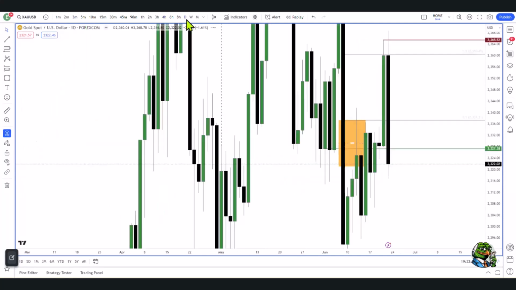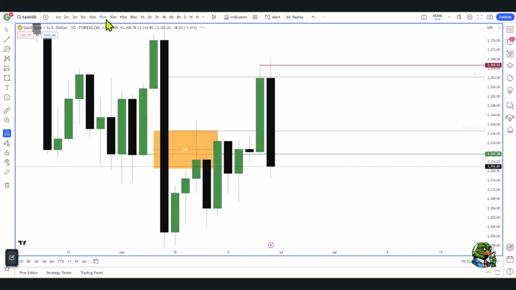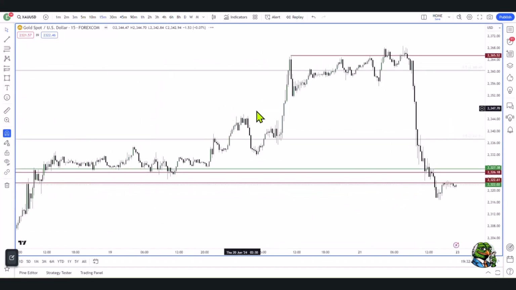Also on a daily chart, 2322 was this order block here. Basically this order block here, coming to this one. So that was also a key. And then also, if you look on a 15-minute chart, 2322 is also the low of the previous day.